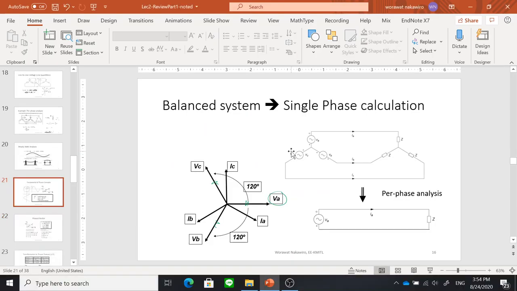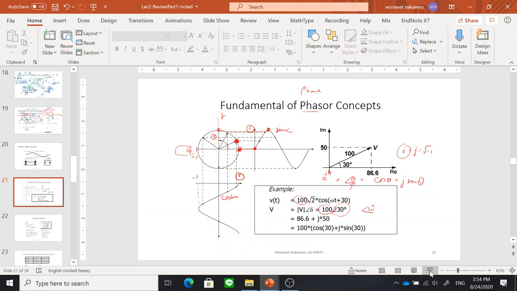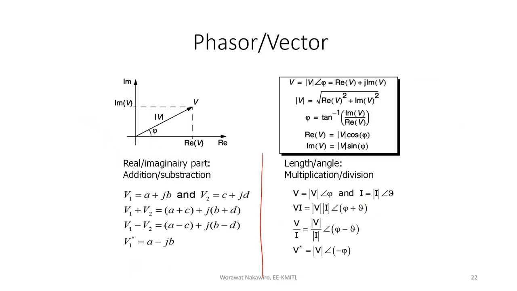I'm going to show the slide. This slide again, right? On the left side, we write it in terms of rectangular, or Cartesian coordinate. Okay, where the right side we express in terms of polar coordinate. This is just to revise your mathematical basics, right?